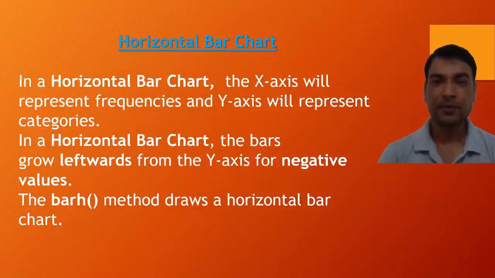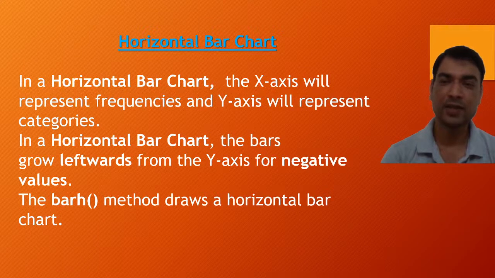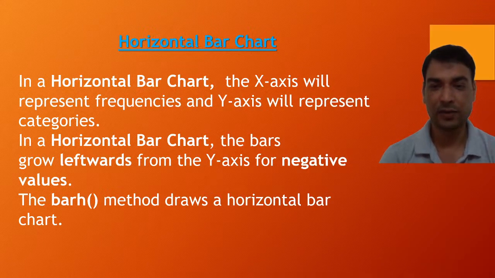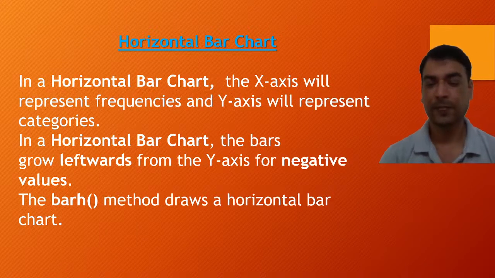The another type of bar chart is horizontal bar chart. In horizontal bar chart, the x-axis represents the frequencies and y-axis represents categories. The bar goes leftwards when we give negative values. To draw the horizontal bar chart, we use a method that is barh. This is similar to bar method and the library is also the same, that is matplotlib.pyplot.